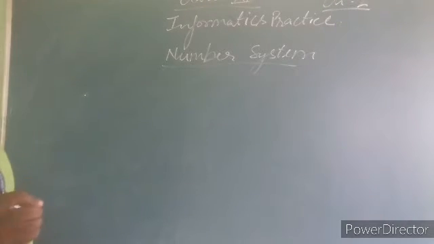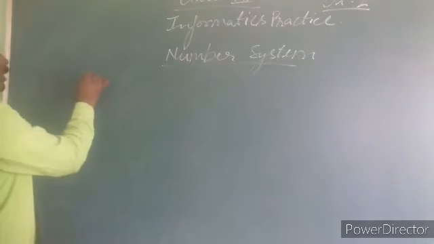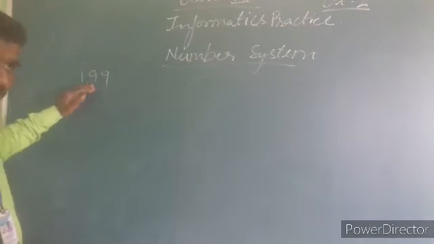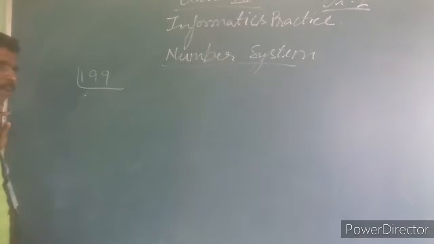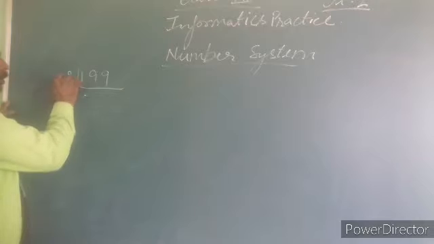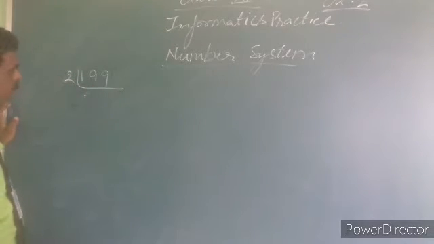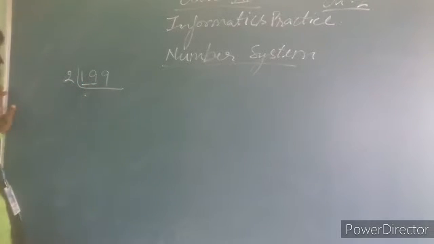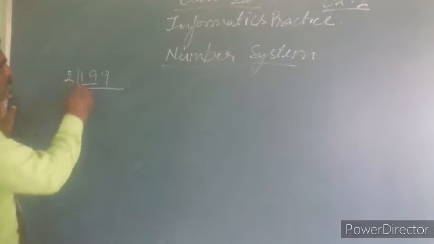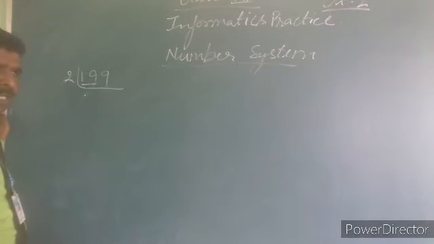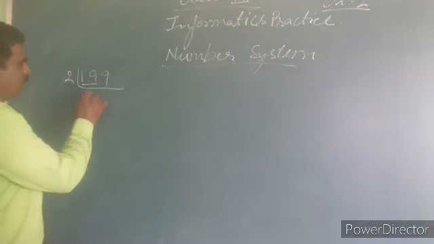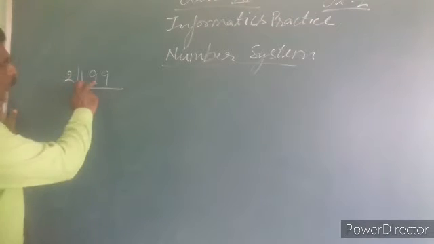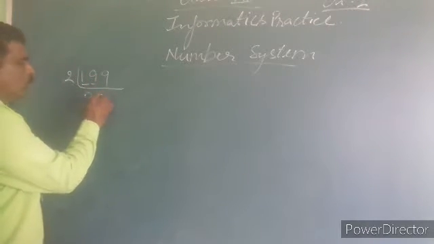Suppose we have another number, 199. If we are calculating it by dividing by 2, in both the digits we have to divide. 2 nines are 18, after that 1 is the remainder, so here 19 will come, so 99.